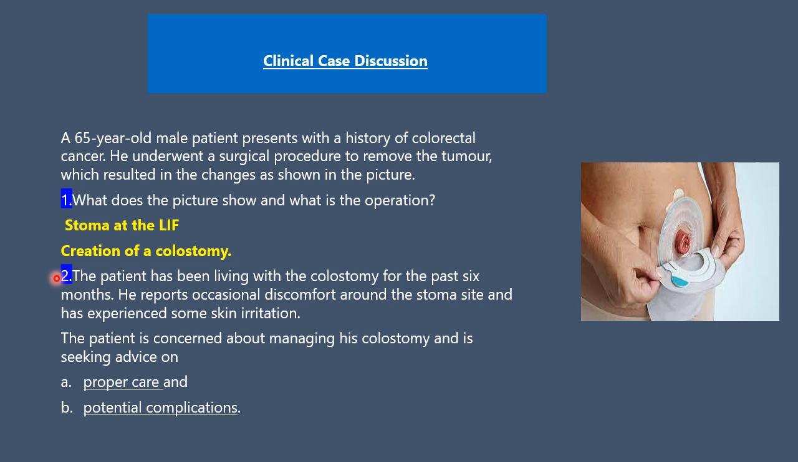Question number 2. The patient has been living with the colostomy for the past 6 months. He reports occasional discomfort around the stoma site and has experienced some skin irritation around it. The patient is concerned about managing his colostomy and is seeking advice on proper care and potential complications.